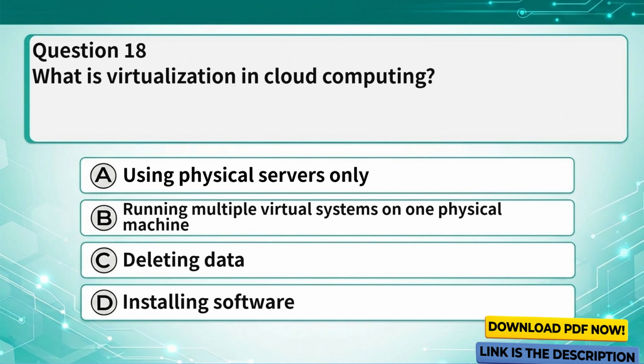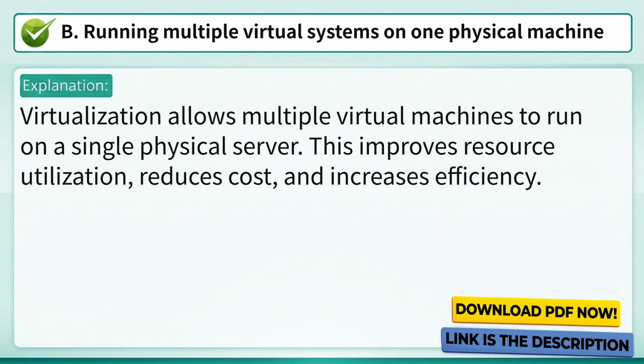Question 18. What is virtualization in cloud computing? A. Using physical servers only. B. Running multiple virtual systems on one physical machine. C. Deleting data. D. Installing software. Answer. B. Running multiple virtual systems on one physical machine. Explanation. Virtualization allows multiple virtual machines to run on a single physical server. This improves resource utilization, reduces cost, and increases efficiency.